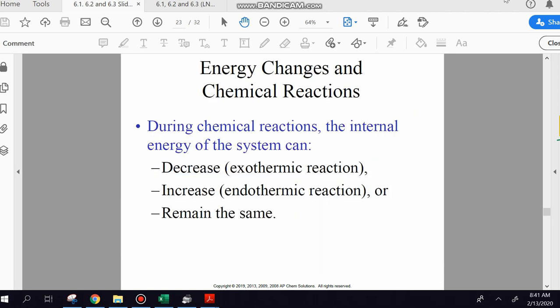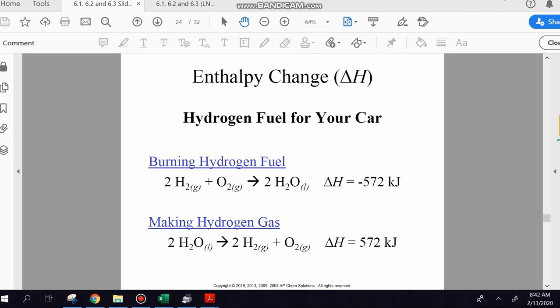Just a quick note, if the energy of the system, the internal energy of the system decreases, it's exothermic. If it increases, it's endothermic, or it can also remain the same during a chemical reaction. Okay, delta H, you've seen that probably all over the place. What this is, it's called enthalpy, or the change in enthalpy. That's our change in what you can also say heat, or a change in energy.